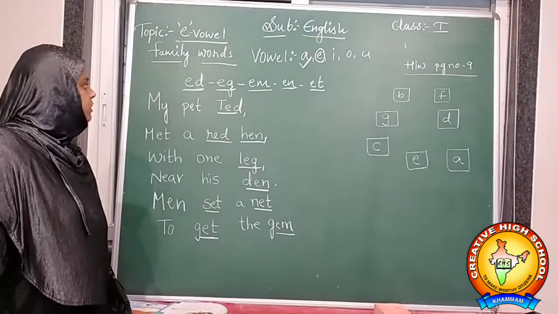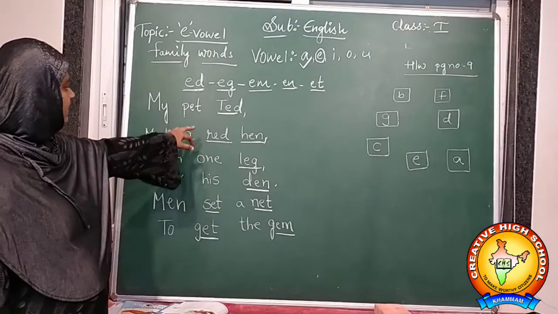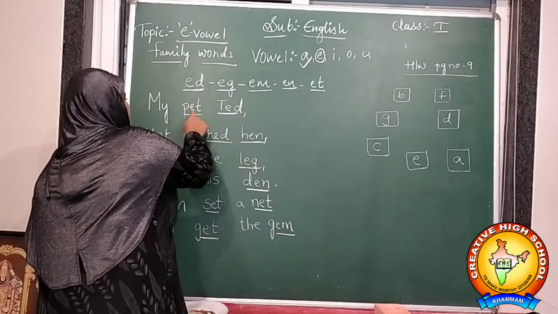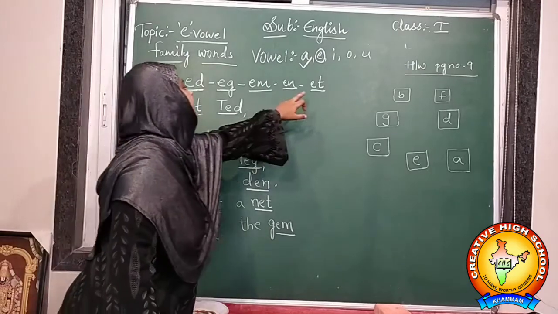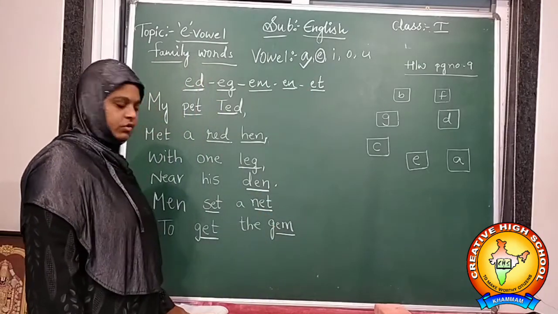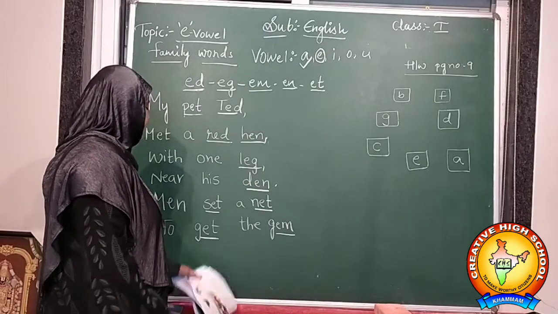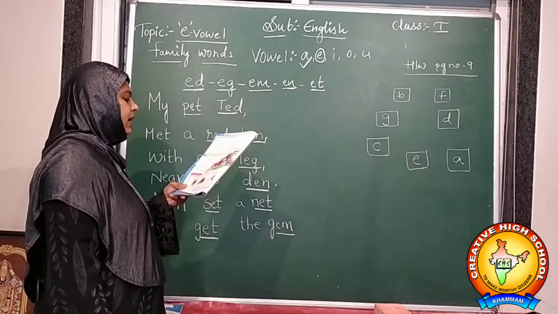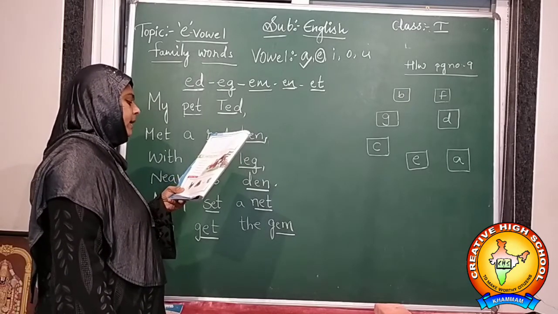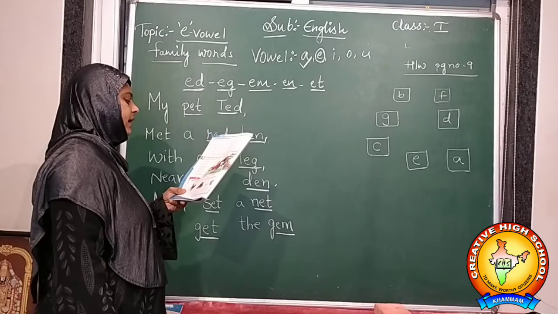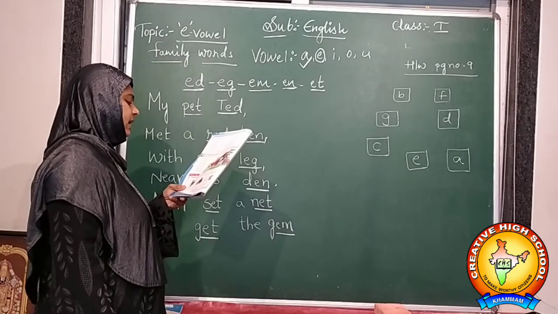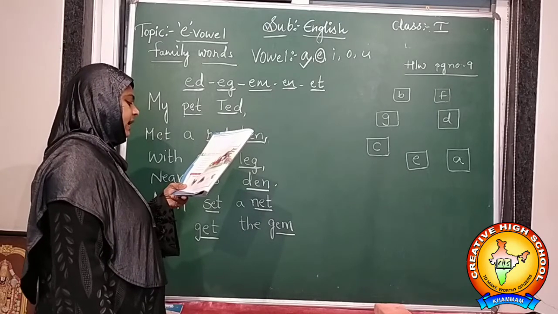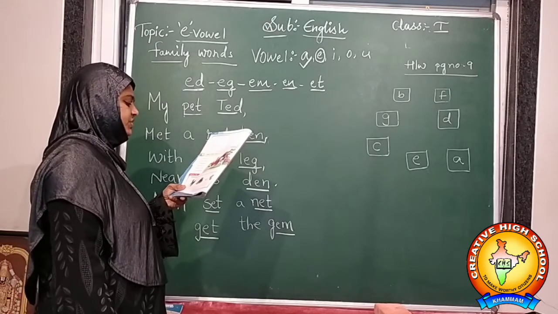Did you all understand? So these are the words with the E sound. Pet is also there. So ED, ET. Okay, so once again, you can see page number 10. E vowel family words. My pet Ted met a red hen with one leg near his den. Men set a net to get the gem.